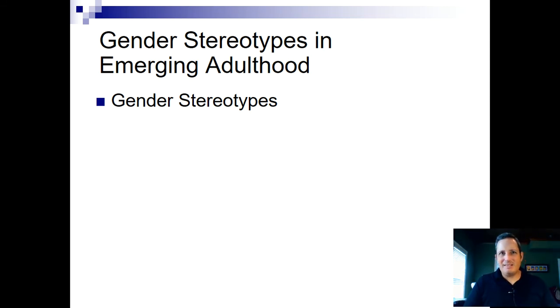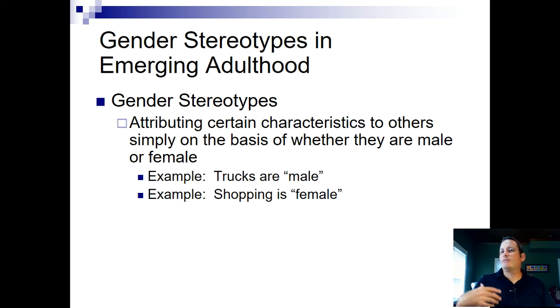Yet, that being said, we still have the tremendous power of gender schemas and gender stereotypes. And for that, this is where we attribute certain characteristics to others just because they're either male or female. So trucks are for male, shopping is for female. So we're going to automatically assume that maybe an adolescent boy would not want to shop, or that an adolescent girl doesn't like trucks. Okay, and we make these assumptions consistently, because once formed, these schemas help influence how we ultimately behave.